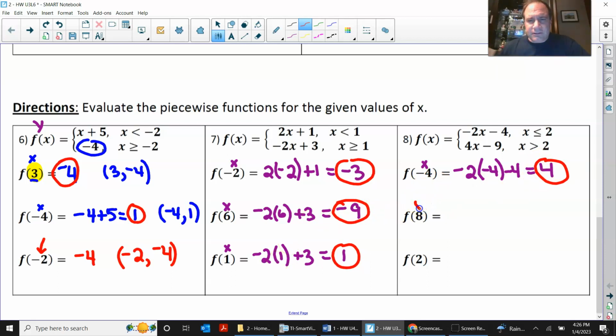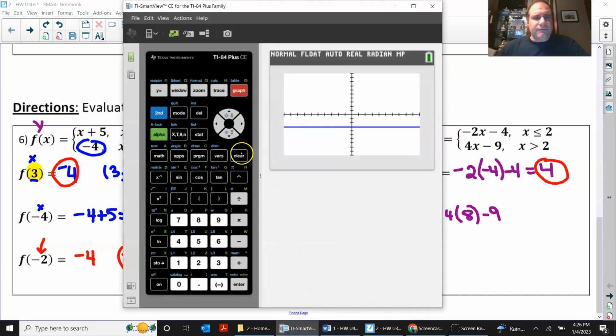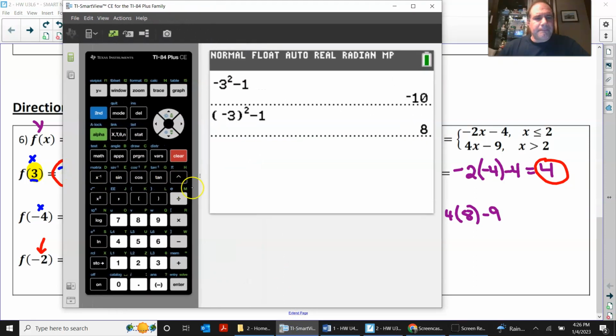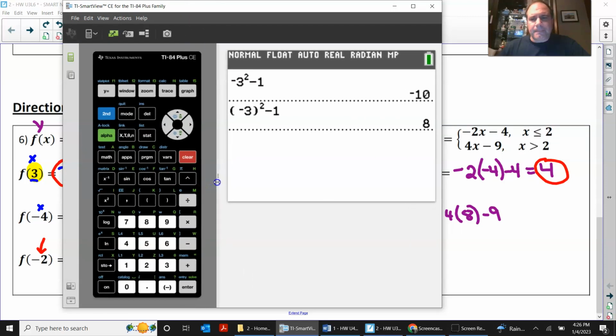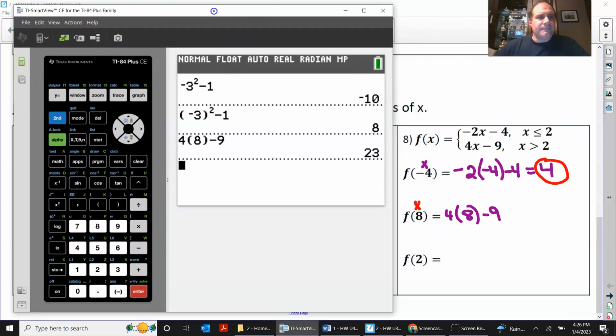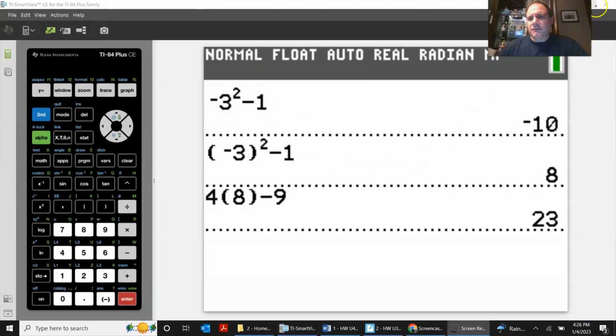So x is 8. I'm going to go, okay, 8 is greater than 2. So I'm going to use this second function. So I'm going to put 4 times 8 minus 9. Now this one I'm going to use my calculator for. 4 times 8 minus 9. And it'll give you that answer right off the bat. It's 23. All right.